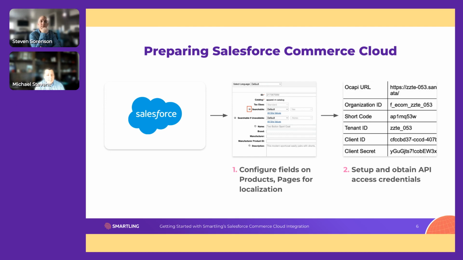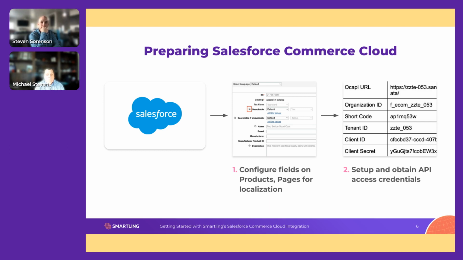The first step is really understanding the fields and the products, the pages that are going to be set up for localization, and setting those relevant fields up in Commerce Cloud for localization. You can see here, when you're looking at those particular field setups for those products, that little globe next to each field.